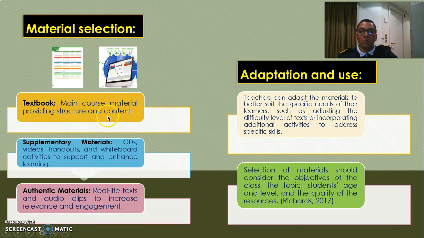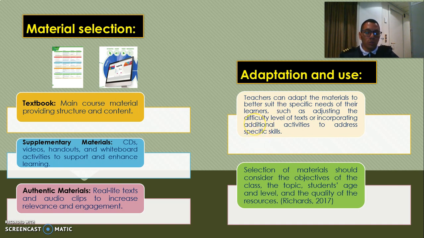So the material selection, the textbook is the main course material, and it provides a good structure. I have supplementary materials, for example, CDs, video, handouts, and whiteboard activities. So all this material, as I told you before, is connected with real situations. The teacher can adapt all this material in order to satisfy all needs, right? So the idea is to put additional activities in order to measure the progression of each student.